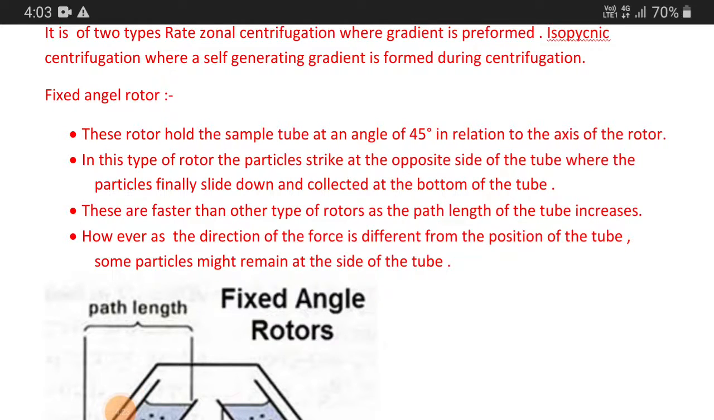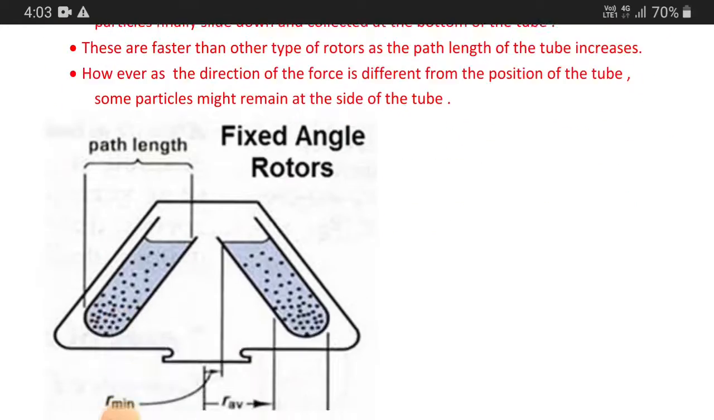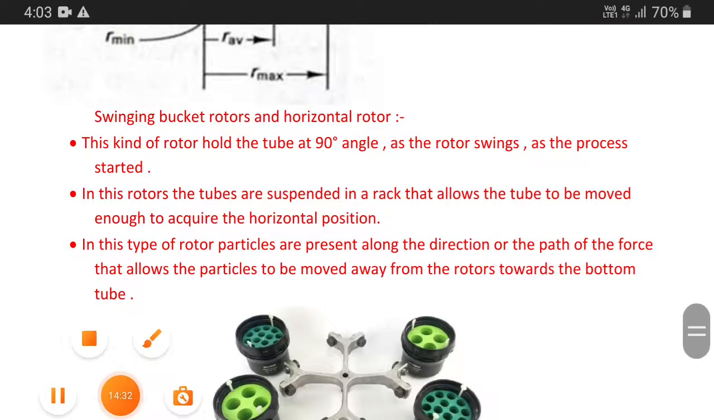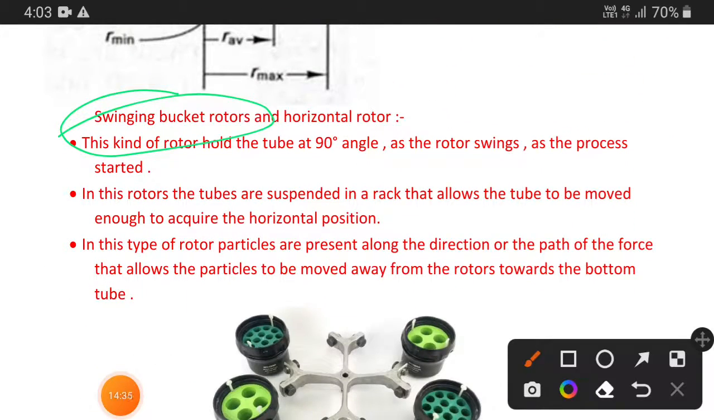And another important thing, that is the advantage of the fixed angle rotor, is they are faster than any kind of rotor, okay. And that is the disadvantage of swinging bucket rotor too, that swinging bucket rotor cannot be as fast as our fixed angle rotor, okay.